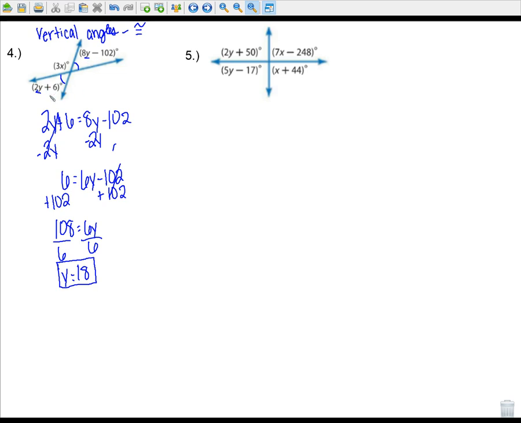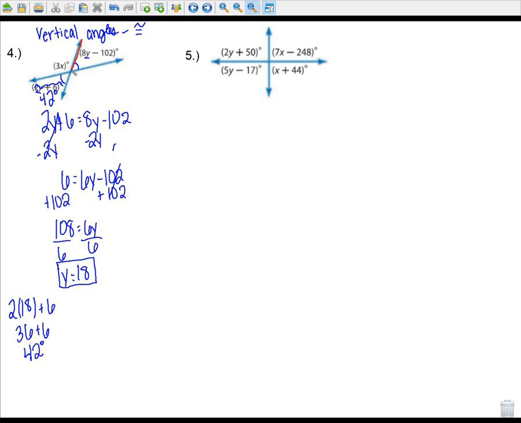So it looks like 2y plus 6 is pretty easy for us to do in our head. So I'm going to go ahead and plug 18 back in for y. So 2 times y plus 6, well, we said y was 18. So this right here is going to be 36 plus 6. So our angle, I'm going to scratch that out now. Our angle is 42 degrees, okay?